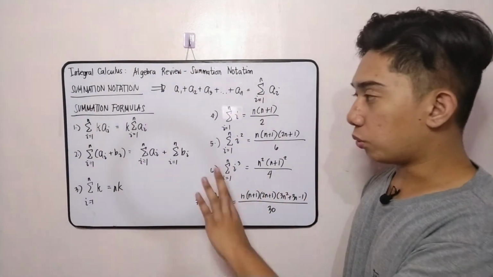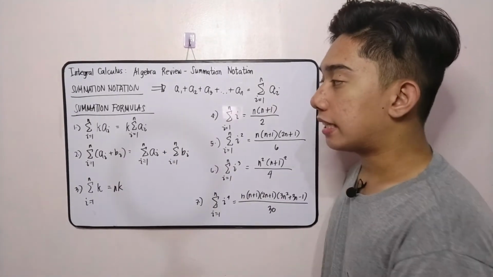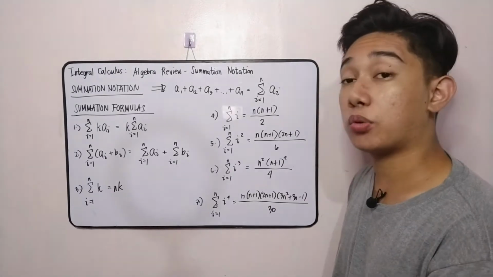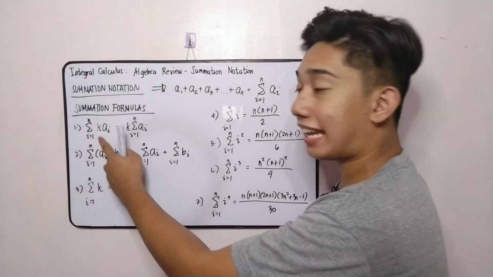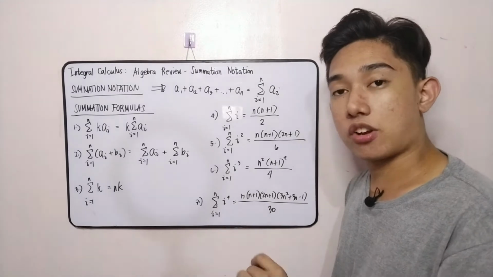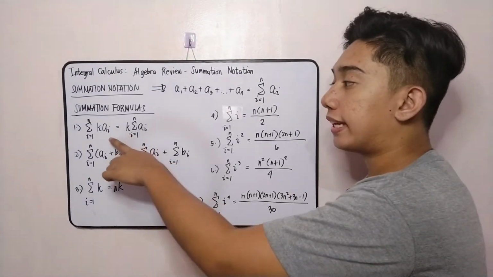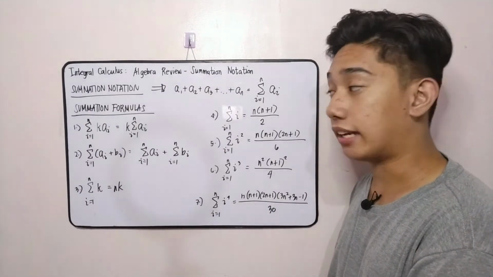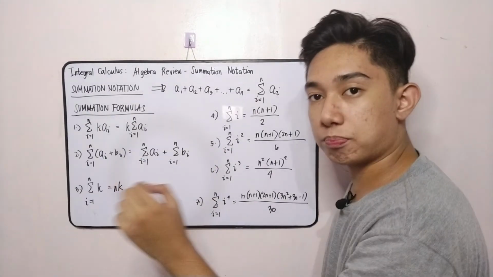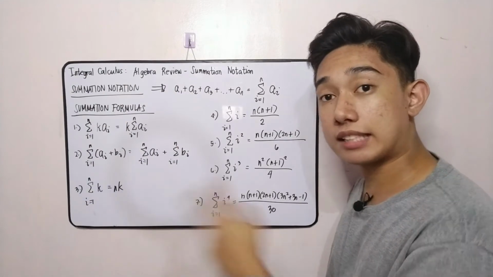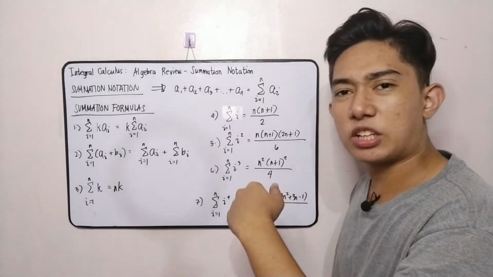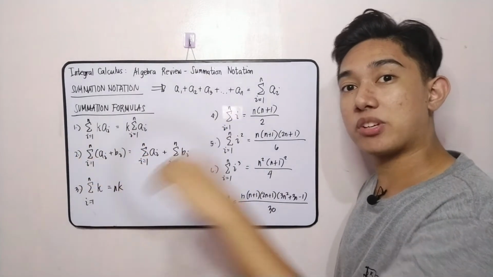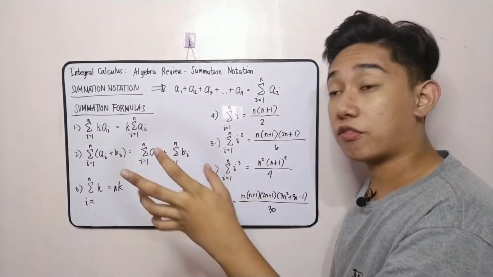So, we have 7 rules. The first one: the summation of k times a sub i from i equals 1 to n, where k is a constant, is just equal to k times the summation of a sub i from i equals 1 to n. Meaning, you can just put the constant aside, then evaluate. It's just like when you are getting the integrals, diba? Nilalagay natin yung constant sa labas. So, it's really quite the same for this one.